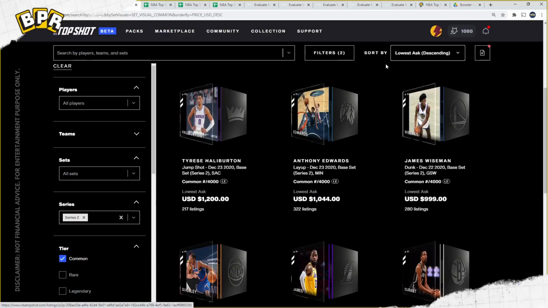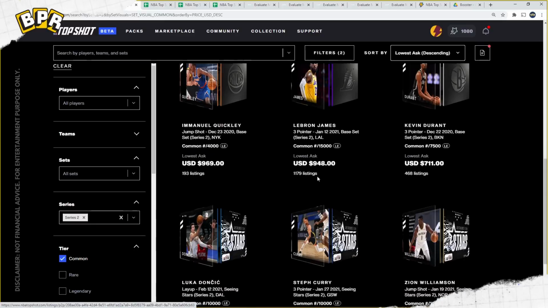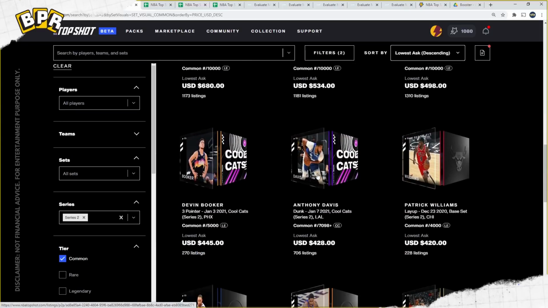Okay, so those are examples of opportunities where you can find deals, especially the ones with lower listings. If you see something like the LeBron James 3-pointer, this will take a bit of time just because there's 1,000 listings. So I would definitely focus on accumulating listings that are much lower, because those are the ones that are going to increase over time faster than the higher listings. So yeah, I hope that makes sense.